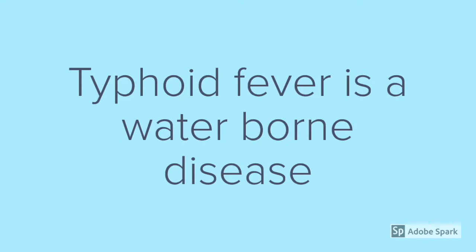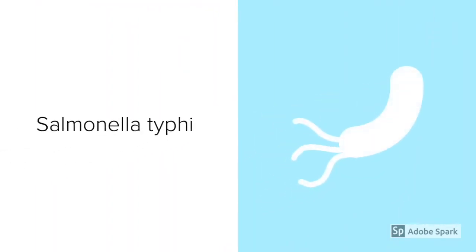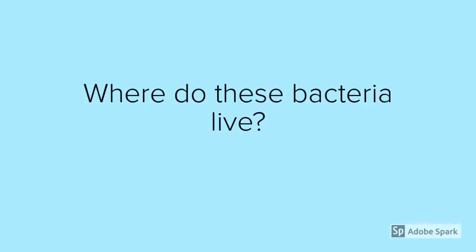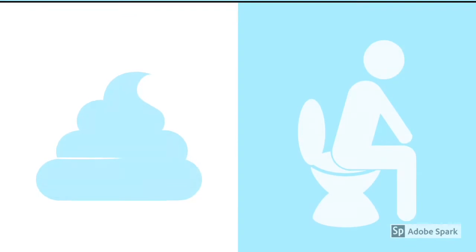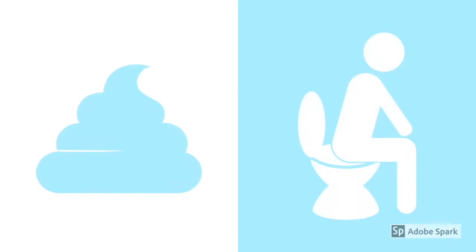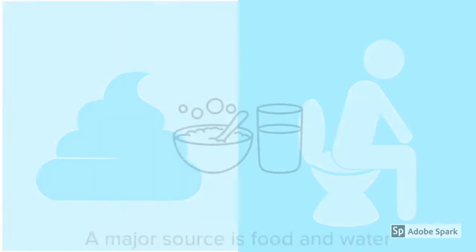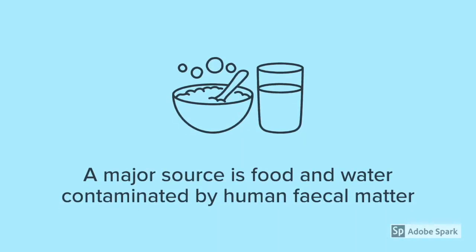Typhoid fever is a waterborne disease. It is caused by infection of a type of bacteria called Salmonella typhi. Where do these bacteria live? These bacteria can be shed in your feces or urine after or during an infection. This means a major source of Salmonella typhi is food and water contaminated by human fecal matter.